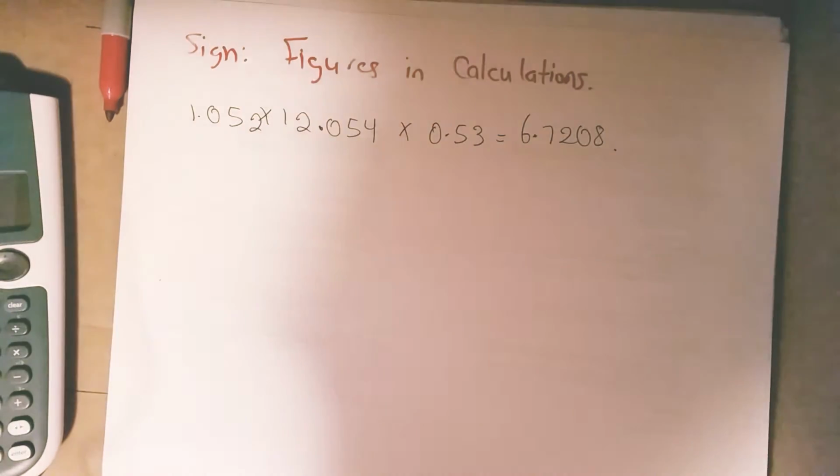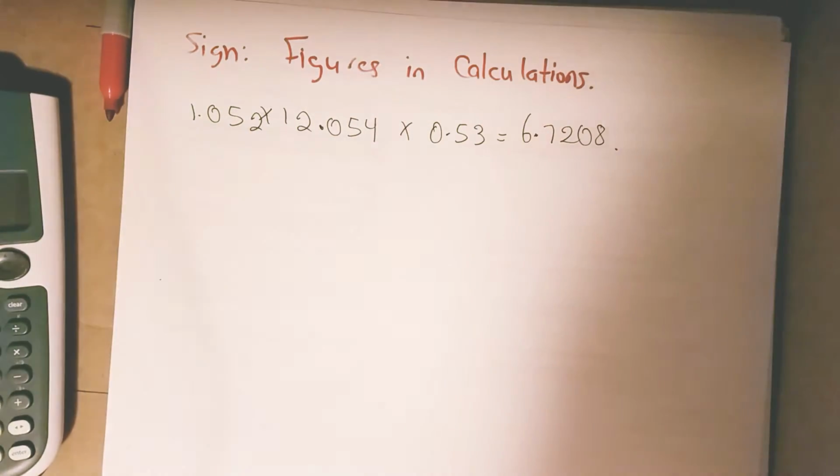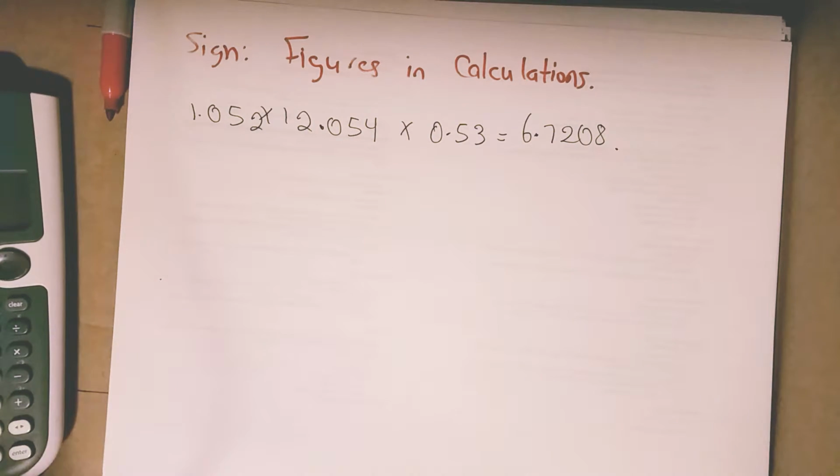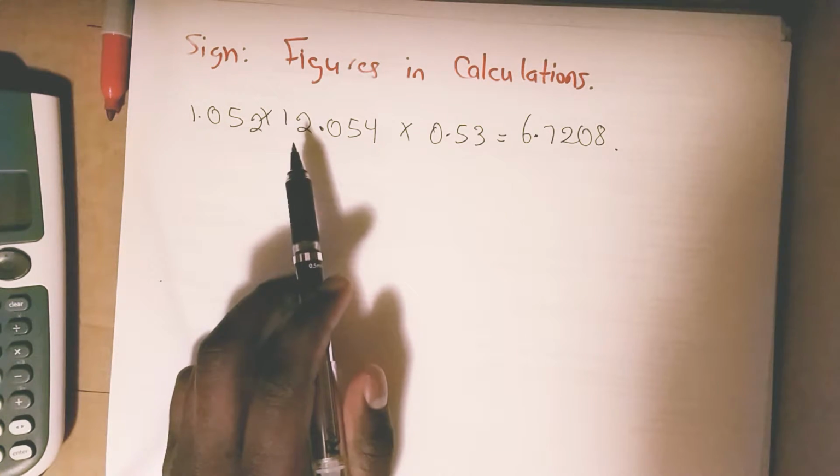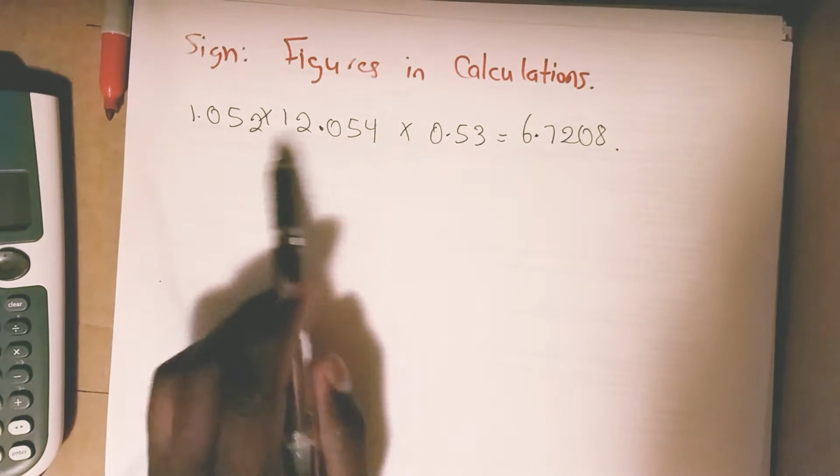So, significant figures. When you multiply with significant figures, you have to check the amount of significant figures and you take the least amount from each one.